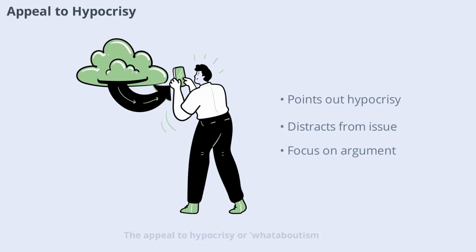The appeal to hypocrisy or whataboutism fallacy tries to discredit an argument by pointing out hypocrisy in the opponent. For example, you say we should recycle, but you don't always recycle. This distracts from the argument and focuses on personal behavior. It's important to address the issue directly, not just the person's actions.